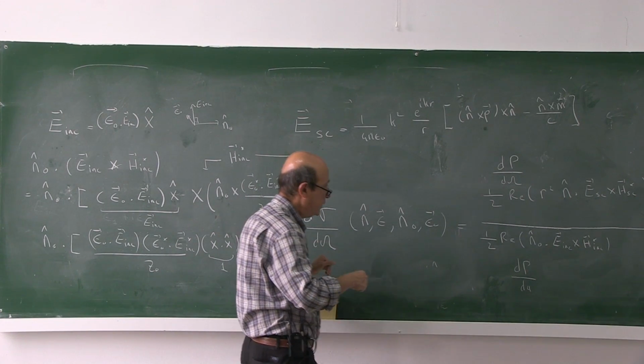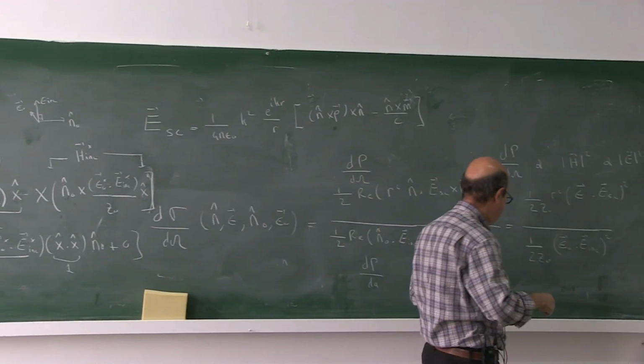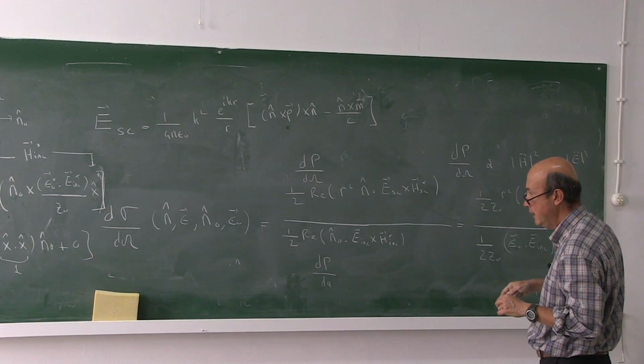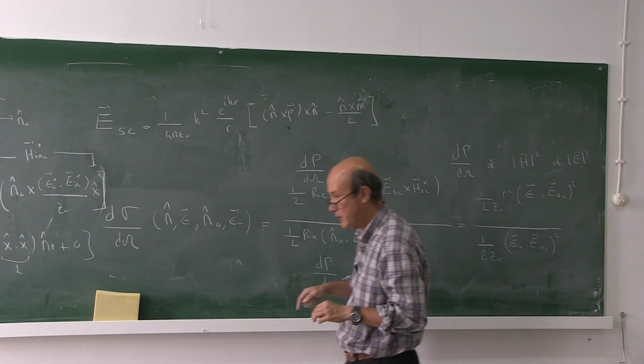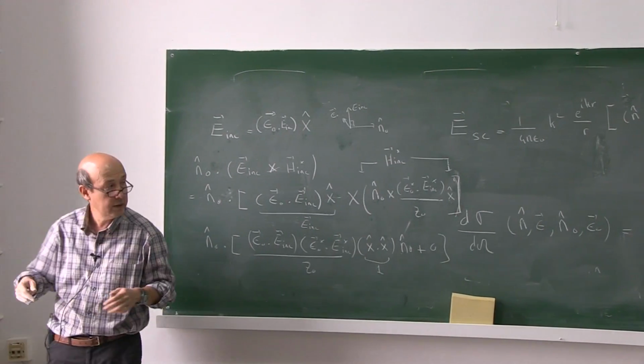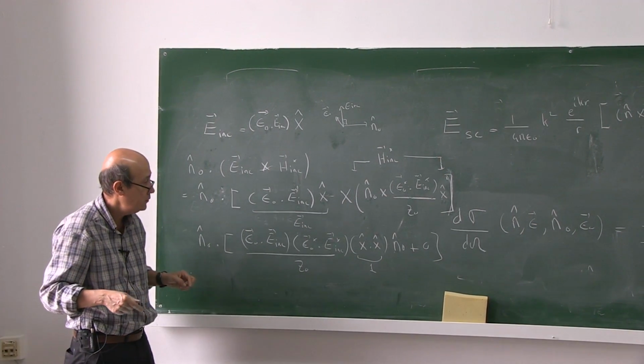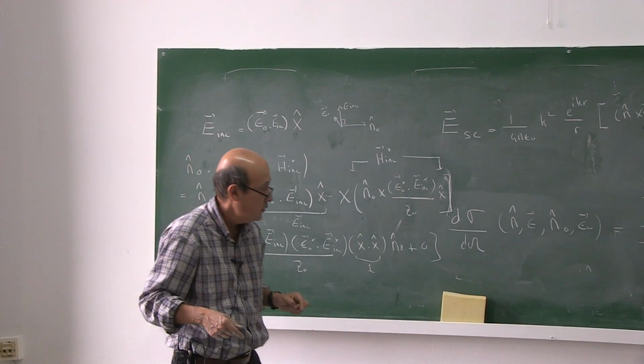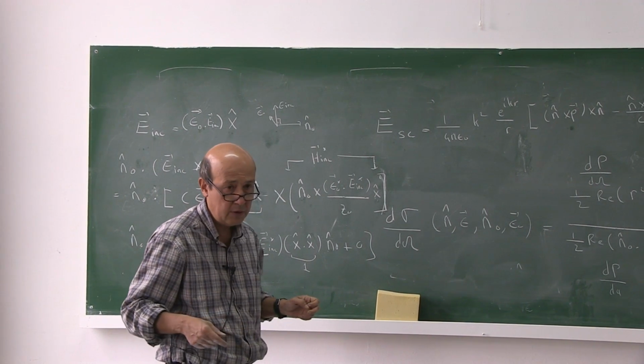So I will go over the derivation next time, and I will calculate the total scattering cross-section for an electric dipole or for a conductor, and I will continue. So that's all. We can stop for today.